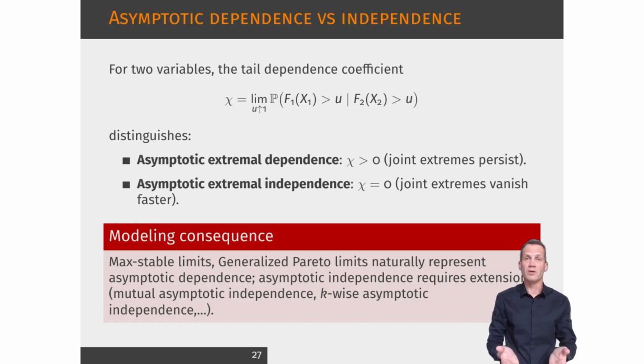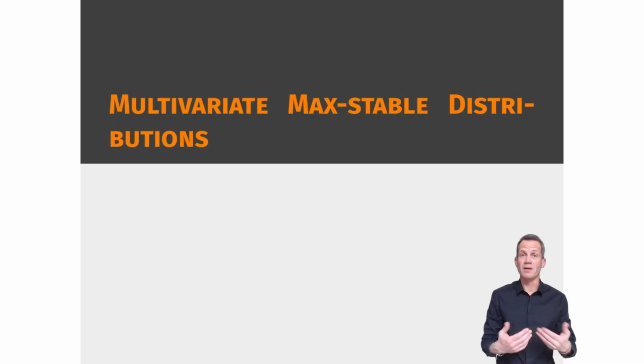The modeling consequence is important. Max stable and multivariate generalized Pareto limits naturally represent asymptotic dependence. When the data are asymptotically independent, one generally needs extensions, for example, mutual or higher order forms of asymptotic independence. We now focus on multivariate max stable distributions, the natural limit laws for component-wise maxima after marginal normalization.